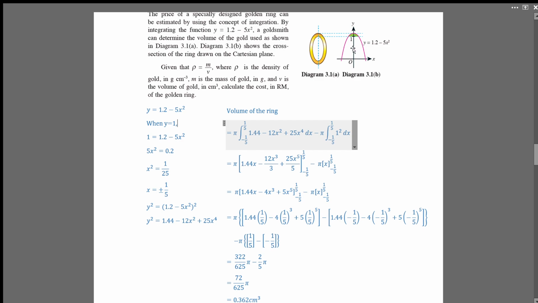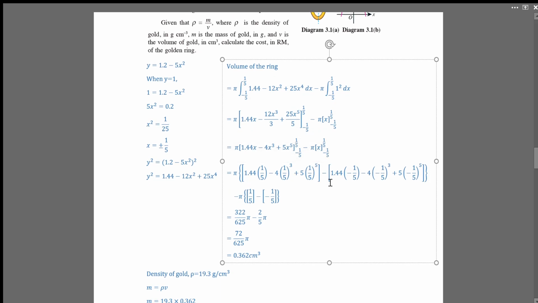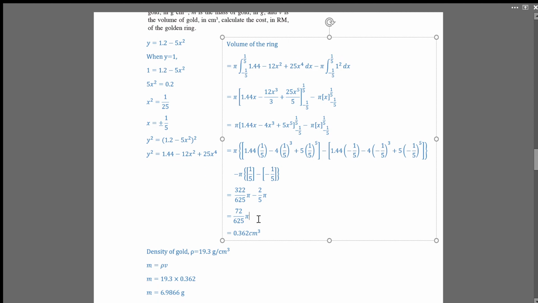So it is not yet a ring. So I need to deduct the area, the generated volume between this 0 to 1, that is also a circle. So I use the big circle minus the small circle and I can get a ring shape. Okay, so that is my solution. By doing this I'm doing the integration method, and then I can get the final answer.